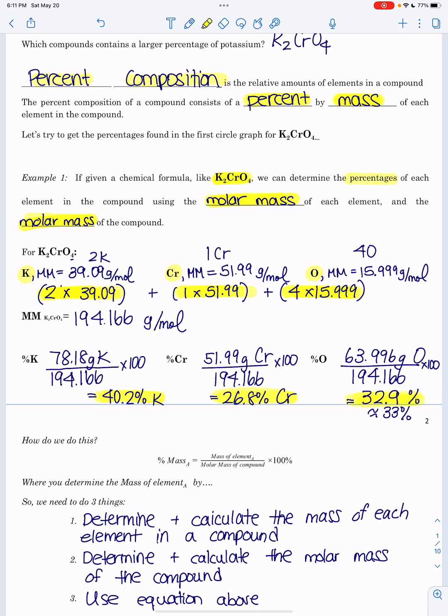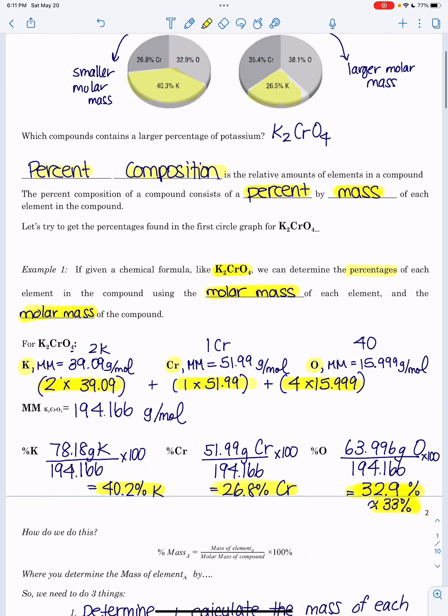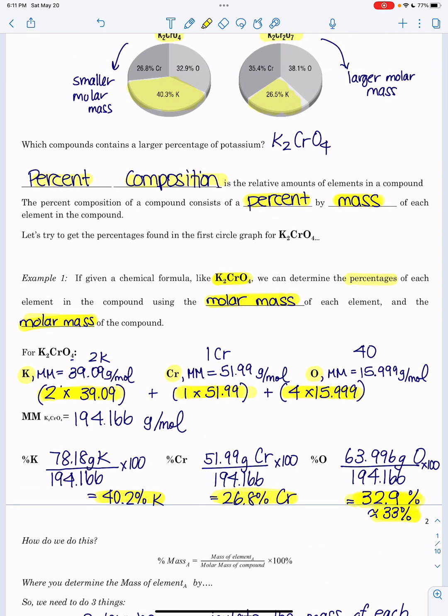One little note, something that we may know already about percentages. The sum of the percentages needs to add up to 100%. You will never guess it, but 40.2 plus 26.8 plus 33 is 100%. And then let's see if we got our percentages from the wheel. Yes, we did. Look at that. They are exactly the percentages from the wheel.